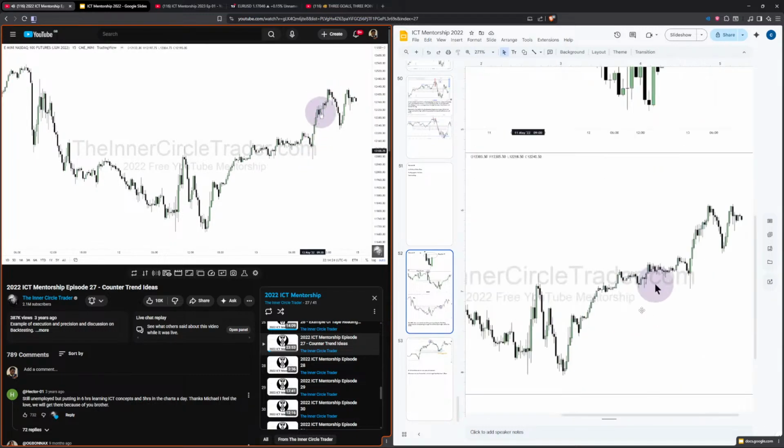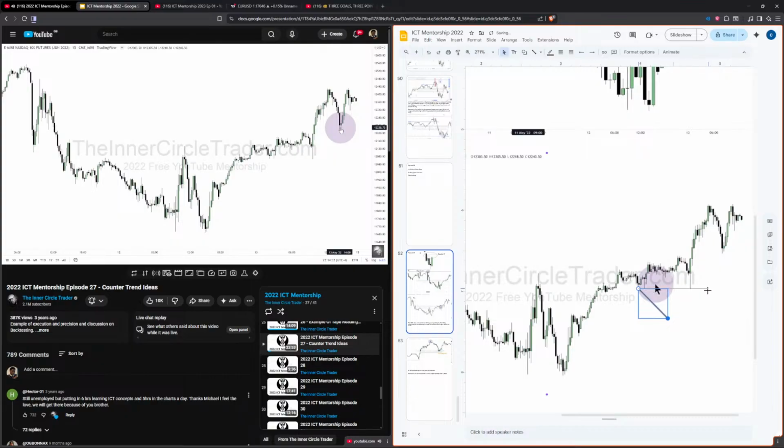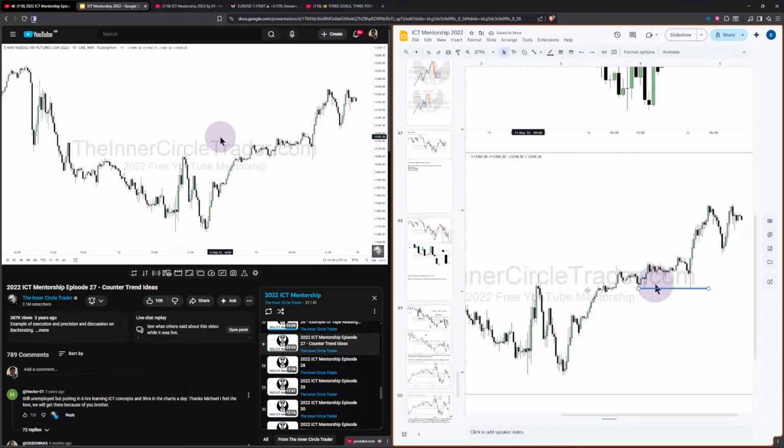I was not available during this time, so I didn't take any trades. As you'll see, there's no trades in this area. And then the retracement here in the afternoon, that's what I was looking for. So I wanted to see that type of idea. So I'm going to add the annotations to the chart now.